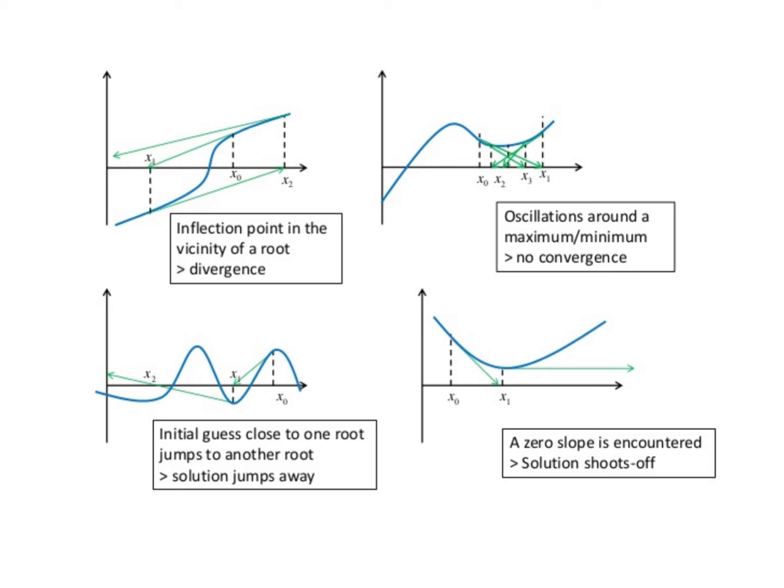So it's going to be oscillating back and forth around that local minimum. And how you would see that play out while using Newton's method is that your answer would go back and forth and would not converge to any specific value.